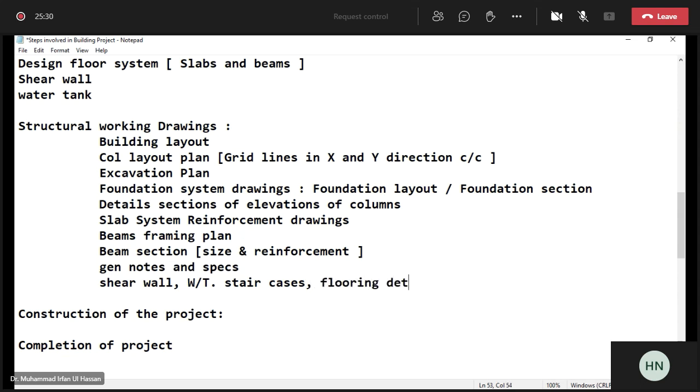When the drawings are complete, the proper estimate is built again by the engineers: what the total cost of the structural work is, what the cost of the architectural work is, and what the total cost of the project is, because these are the working drawings. Final execution is carried out on the basis of the structural working drawings. Then the construction of the project is started, and then the completion of the project is carried out.